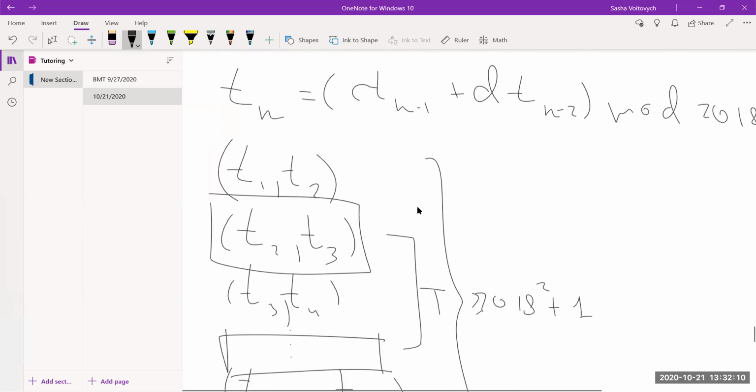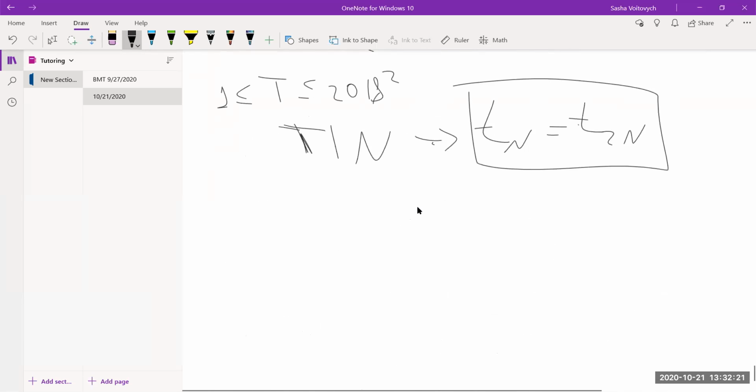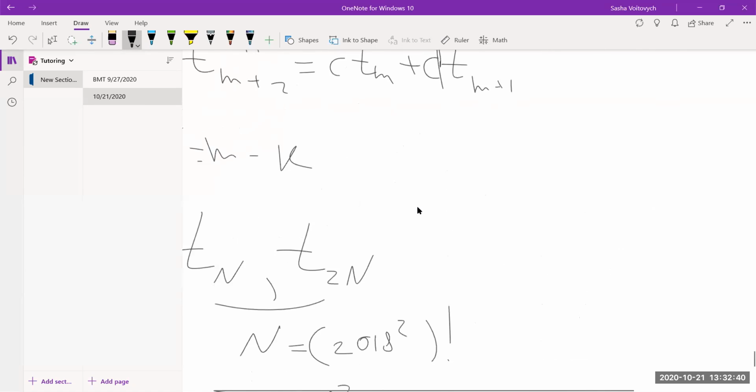A little remark. We notice here that the sequence doesn't have to be periodic from the beginning. It can happen to be something like 0, 1, 2, 3, 2, 3, 2, 3, 2, 3. So this sequence is not periodic from the beginning. It is periodic from position number 3. But it doesn't matter.